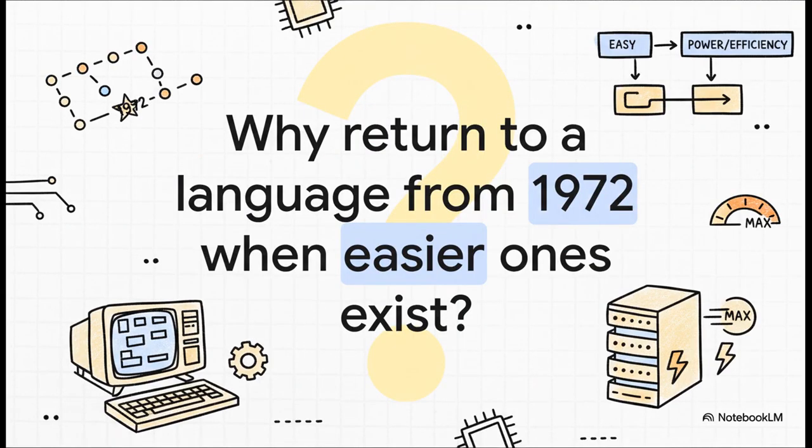Which leaves us with one final question to chew on. Right now, we've got all these new, easier languages that do a lot of the hard work for us. So why? Why do we keep going back to this language from 1972 for our most important, most critical systems? It really makes you wonder, doesn't it? What does that say about the timeless value of raw power, pure efficiency, and just really good fundamental design? It's something to think about.